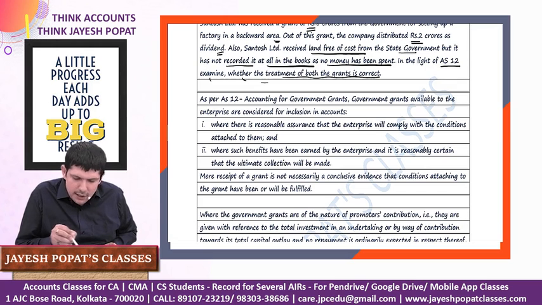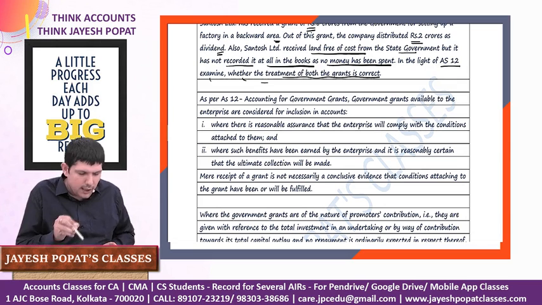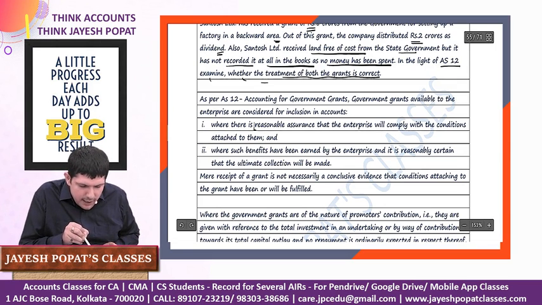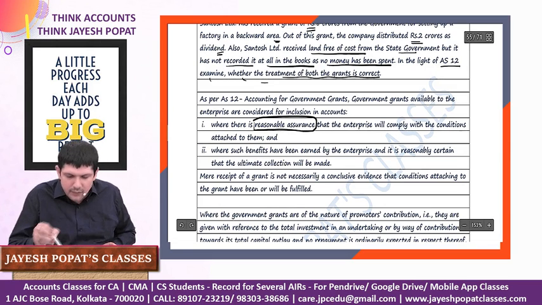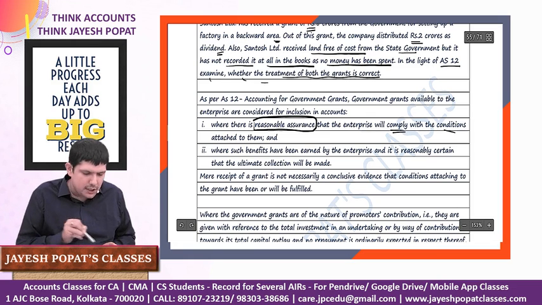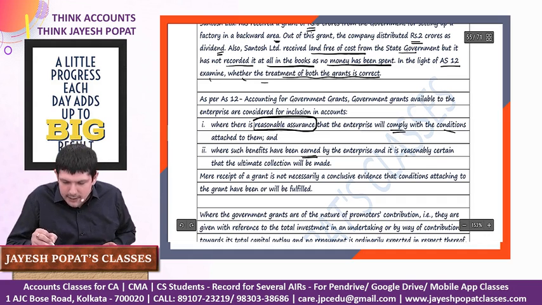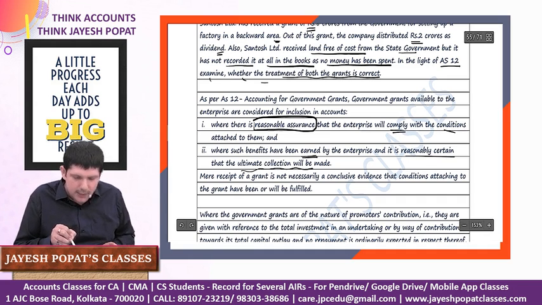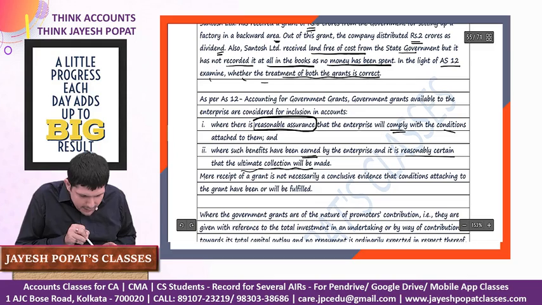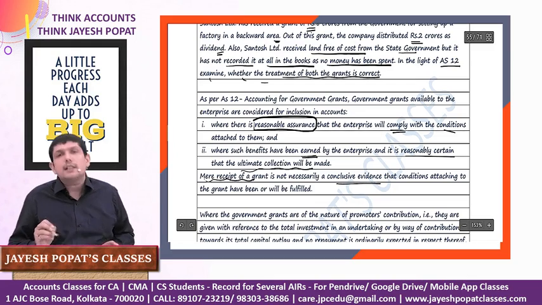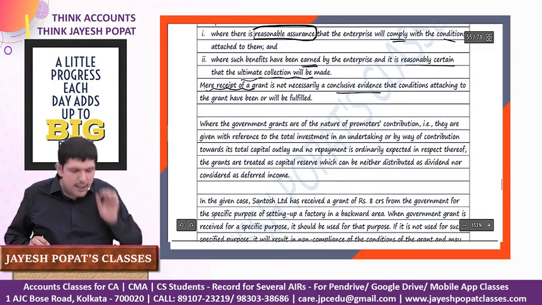So we'll say as per AS 12, government grants available to the enterprise are considered for inclusion in the accounts. This is the recognition criteria: where there is reasonable assurance that the enterprise will comply with the conditions attached to them, where the benefits have been earned by the enterprise and there is reasonable certainty that the ultimate collection will be made. Mere receipt of the grant is not necessarily a conclusive evidence that the conditions will be complied.